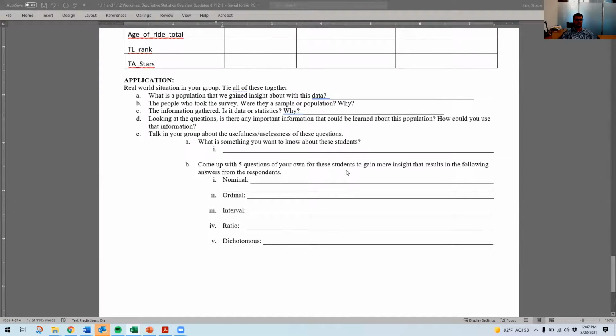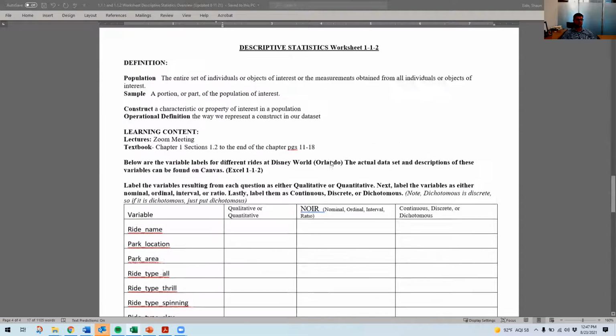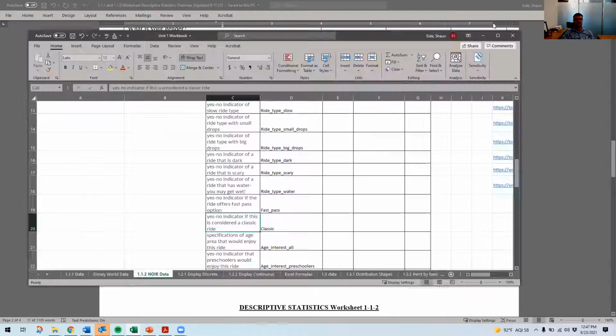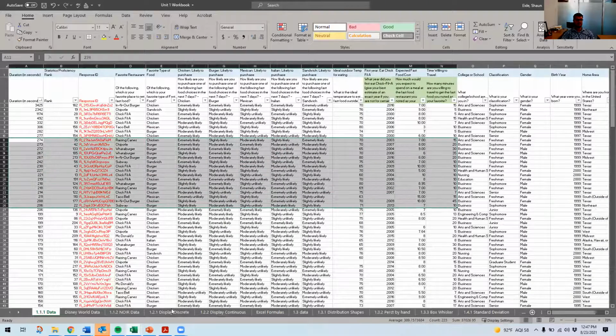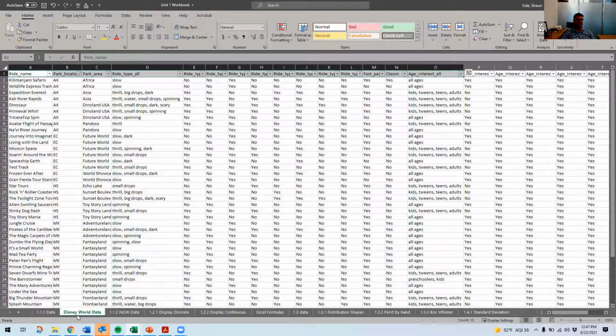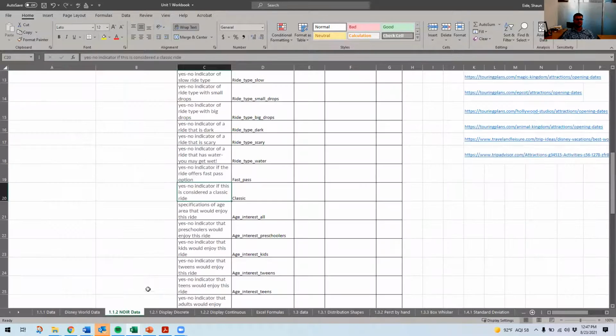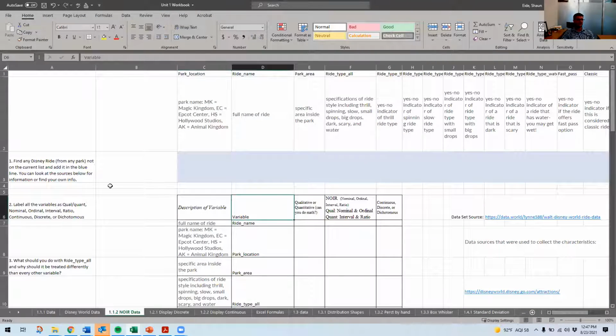And really, it's just those 3 lectures for now. And then for this, you've got the data that you're answering all these questions about for the 1-1-1 data. And then you've got all the Disney World data. And then here is where you're going to be doing a little bit more.